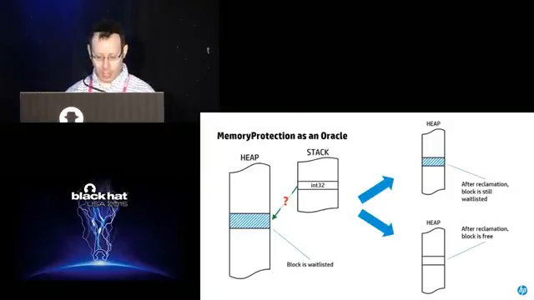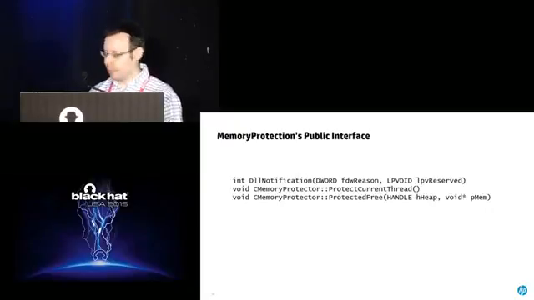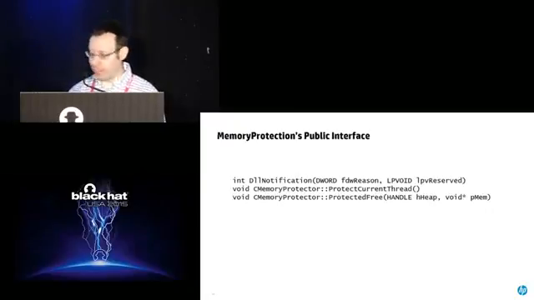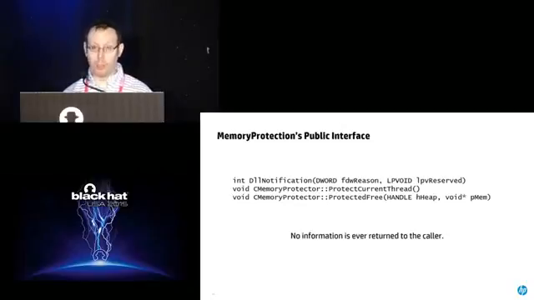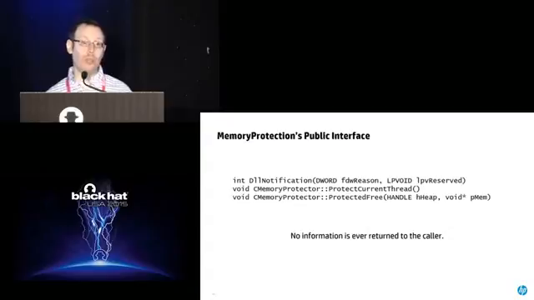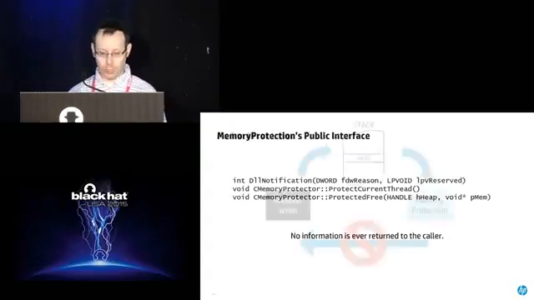Let's look at the programmatic contract exposed by memory protection. Aside from that DLL notification, which is not something that gets called during normal program operation, memory protection does not return even a single piece of data from any of its methods. That's a problem. We can influence memory protection based on whether we've guessed a correct address or not, but to have an oracle, we need the ability to read some kind of a response back. And memory protection's API gives us absolutely nothing.